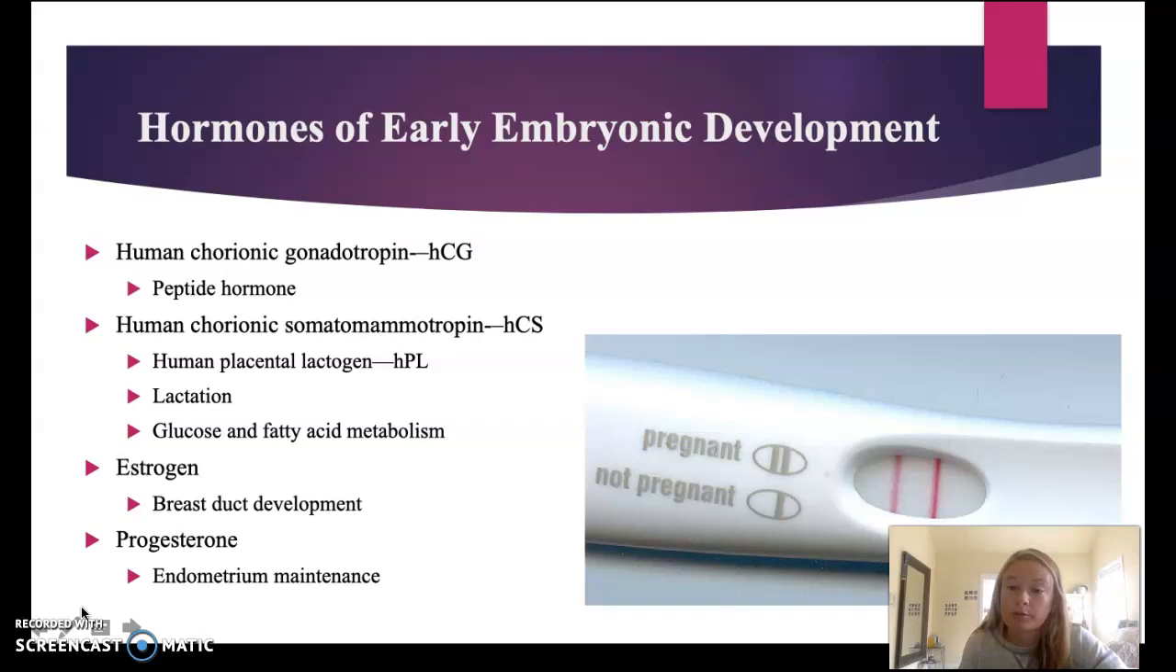Another peptide hormone produced by the placenta is HCS. It is also known as the human placental lactogen, HPL. This hormone, structurally related to growth hormone and prolactin, was initially believed to be necessary for breast development during pregnancy and for milk production. And a second role of HCS is glucose and fatty acid metabolism, because it alters the mother's glucose to support the fetal growth.